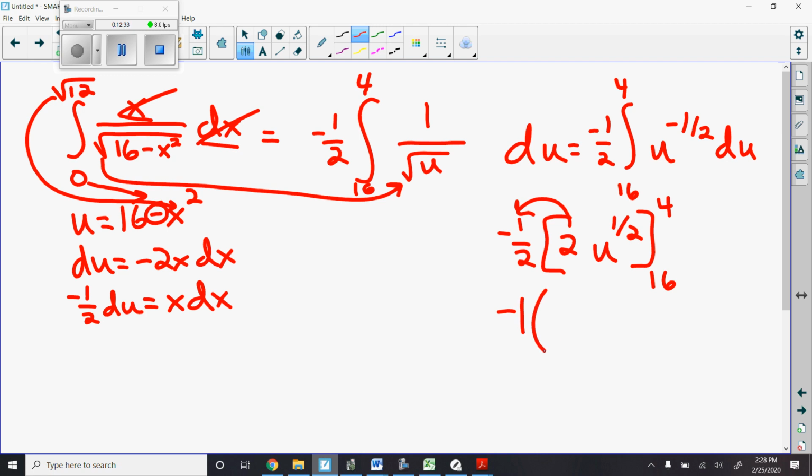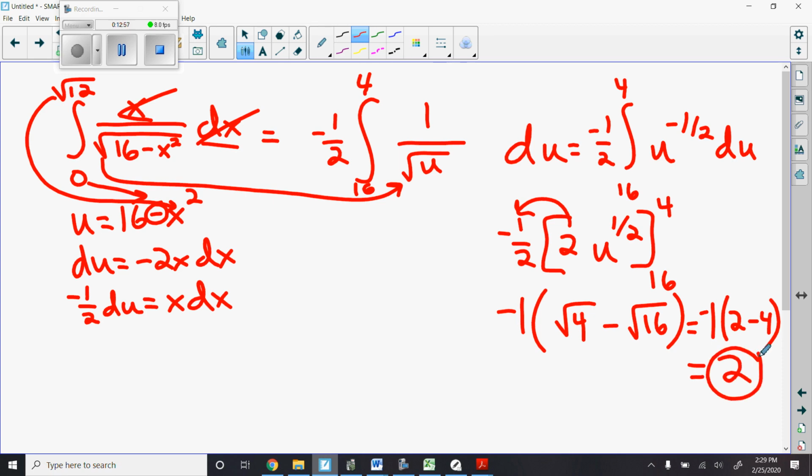Okay. And I know u to the half means square root, so I just have square root of 4 minus square root of 16. The square root of 4 is 2. The square root of 16 is 4. So I have negative 1 times 2 minus 4. 2 minus 4 is negative 2. Negative 1 times negative 2 is positive 2. So all that work to get a really simple, nice answer of 2.